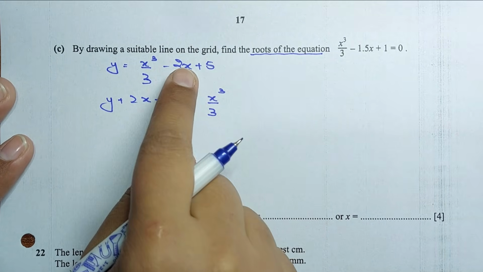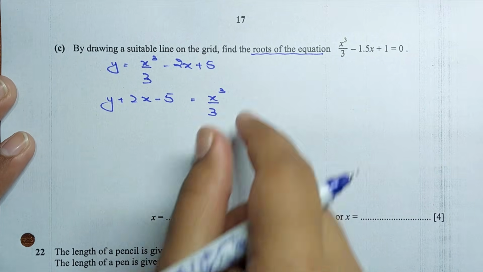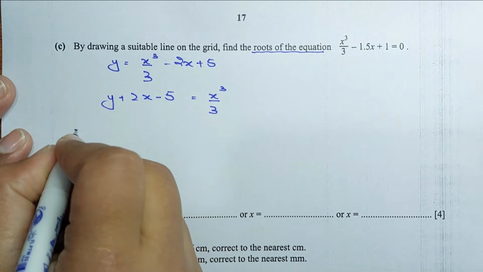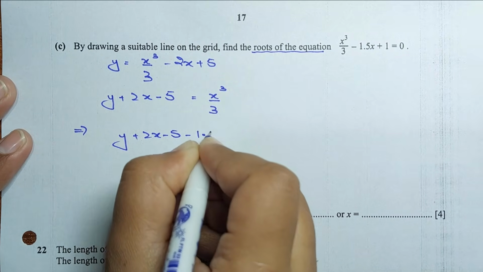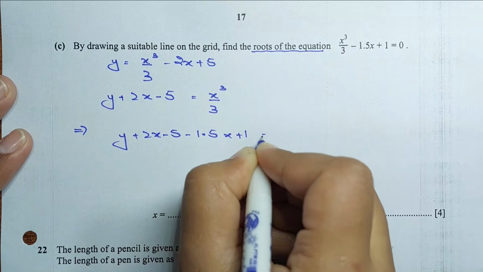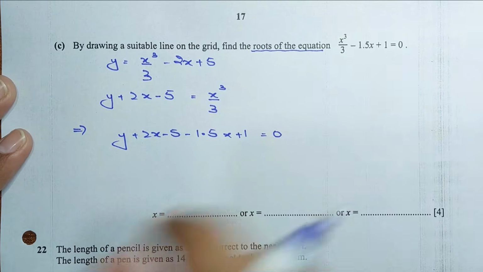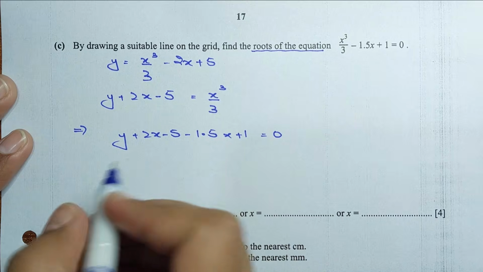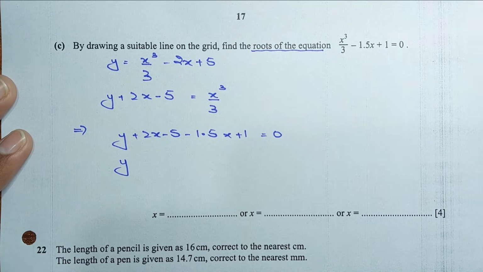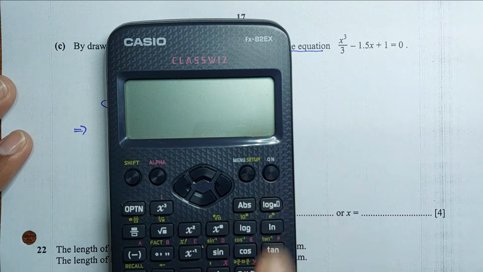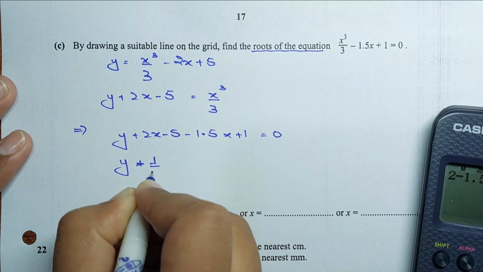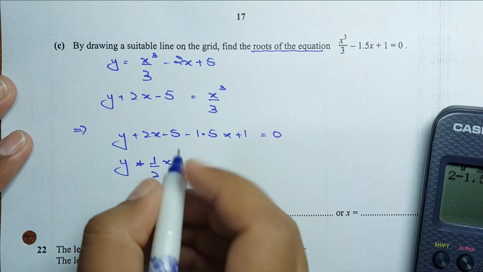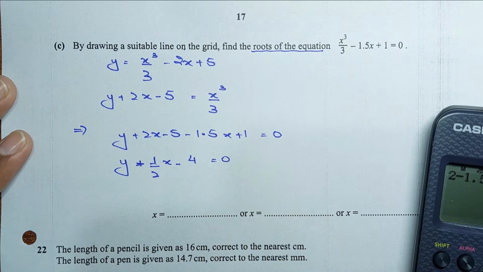Right, so I just shift this term and this term to the left side, and we can just replace the value over here. So from here, y plus 2x minus 5 minus 1.5x plus 1 equals 0. I substituted the value. All right, now the next step, just simplify the y and the x terms. 2 minus 1.5 is 0.5. This is plus 1 by 2 x, and minus 5 and 1 is negative 4. This equals 0.